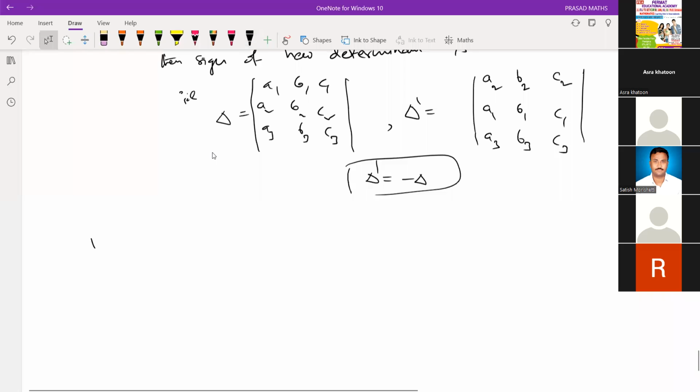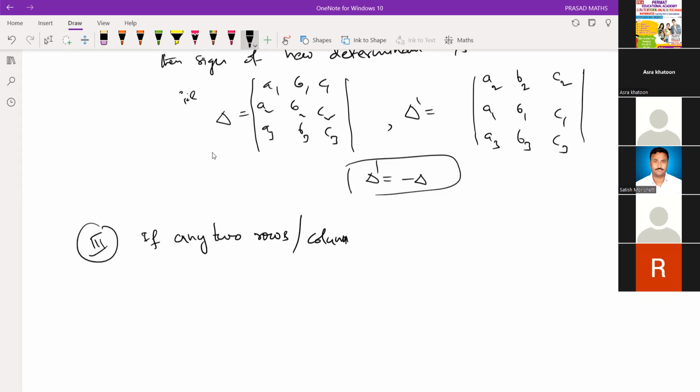Third one, if any two rows or columns of a determinant are identical. In fact, actually proportional, no need to be identical. Proportional. Then the value of the determinant is 0.